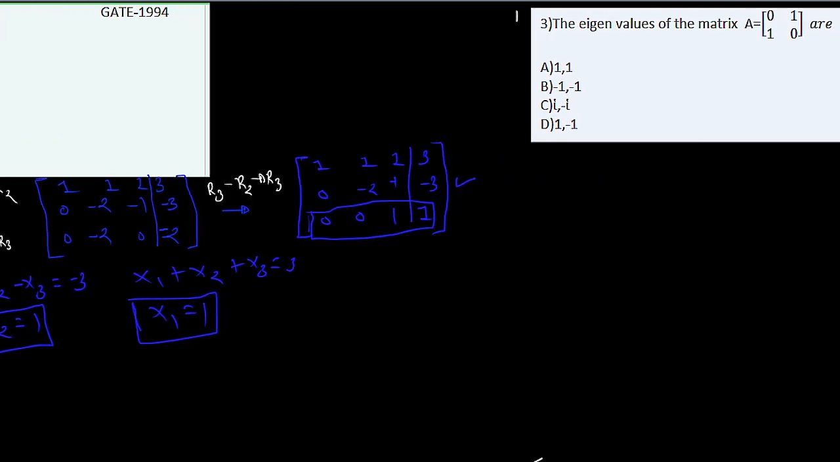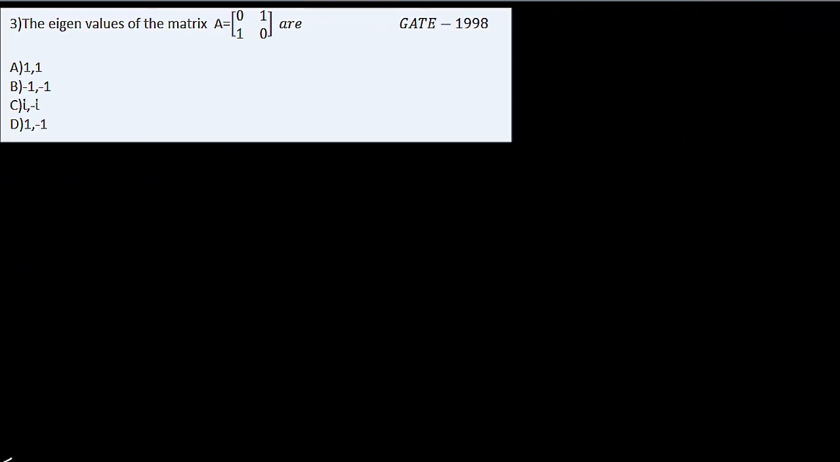Okay, let's move to question number 3. Question number 3 says, the eigenvalues of the matrix. They are asking about eigenvalues. So what we are going to do is first form the characteristic equation of this matrix and solve for the values of lambda. From that we get the eigenvalues. So here our matrix A minus lambda I is 0 minus lambda, 1 as it is, here 1 as it is, here 0 minus lambda. We have to find the determinant of this matrix and equate it to 0.